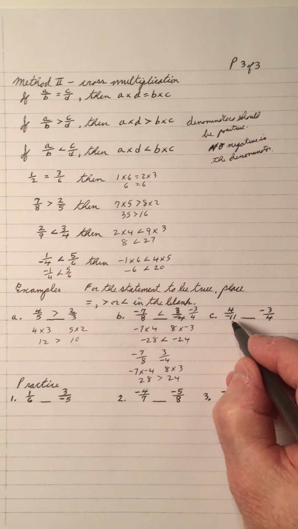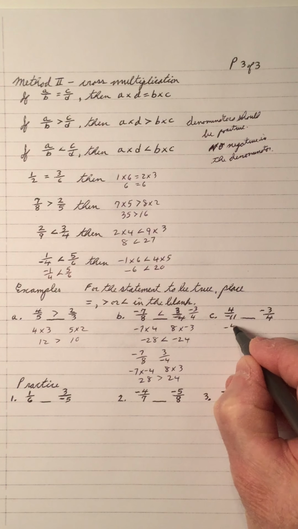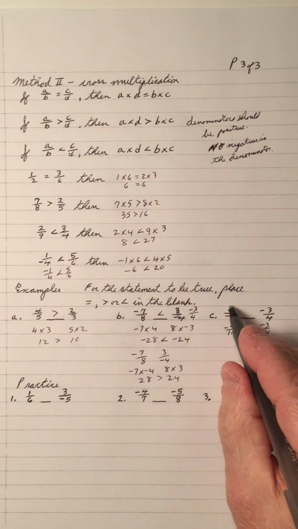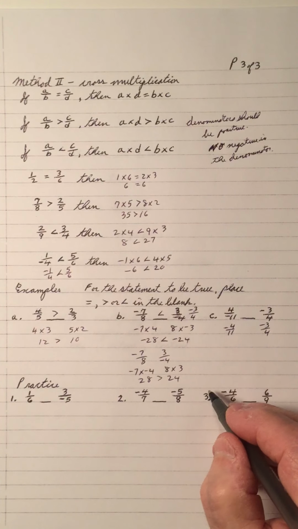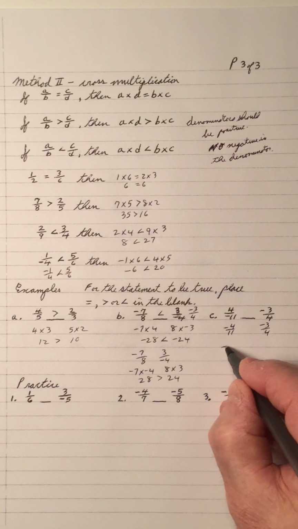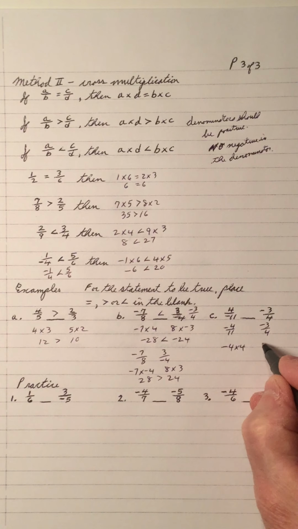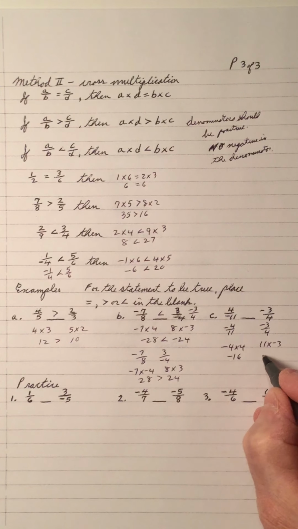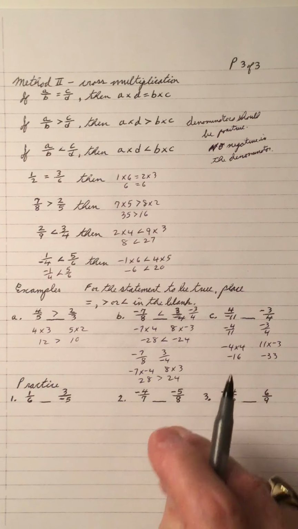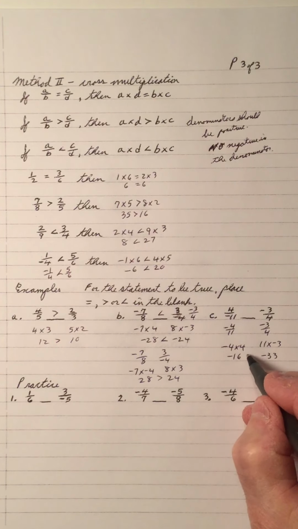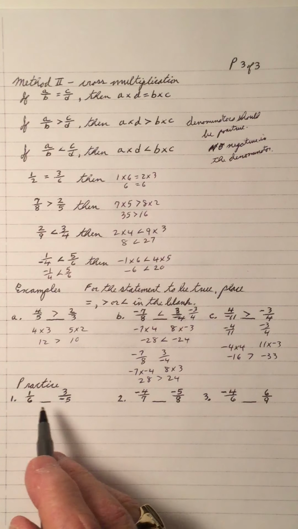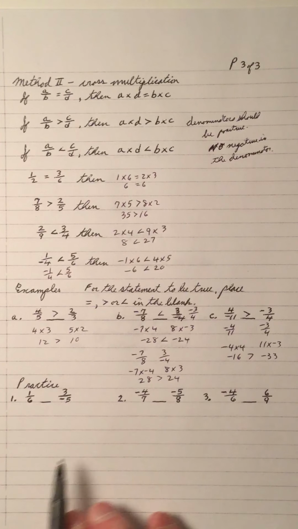Remind you, and we have another negative. I'm really reminding you about the negative. Remove the negative from the bottom, put it in the top. And done. So we got negative 4 times 4, and we got 11 times negative 3. Negative 16, negative 33. Negative 16 is to the right of negative 33, so that's a greater than.